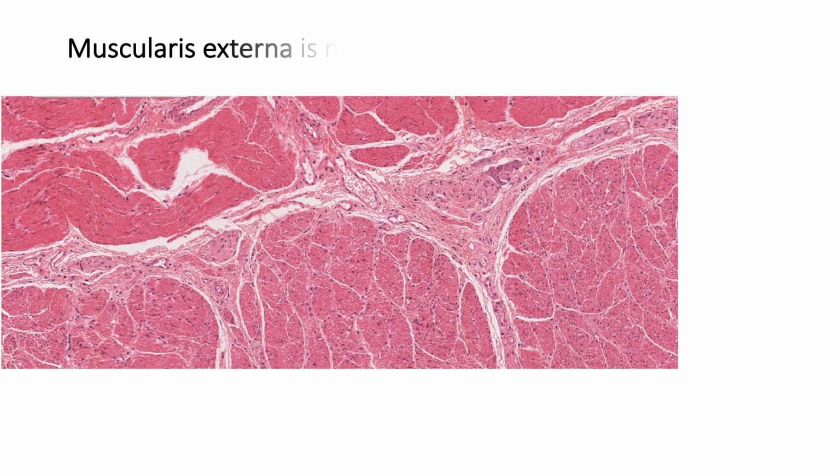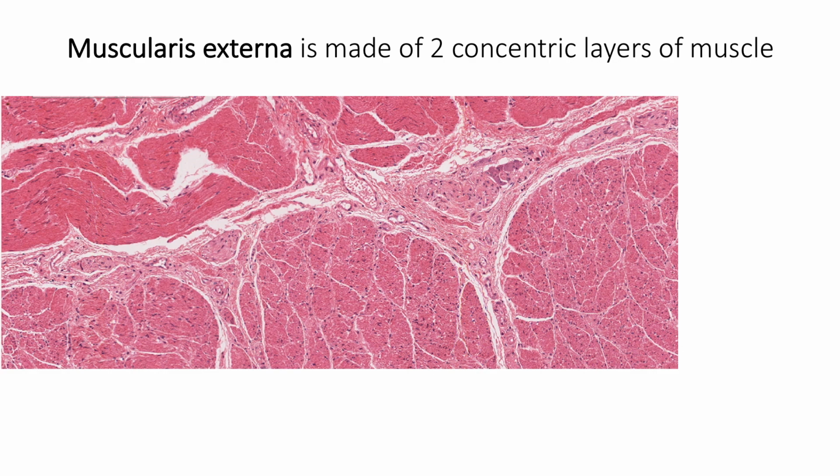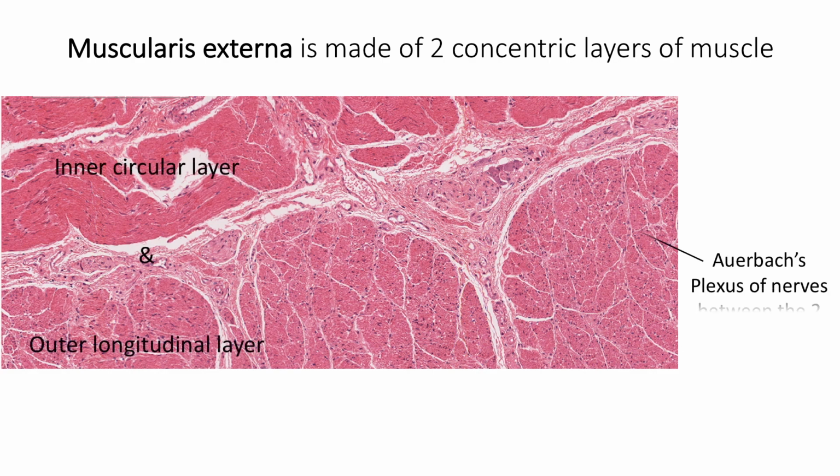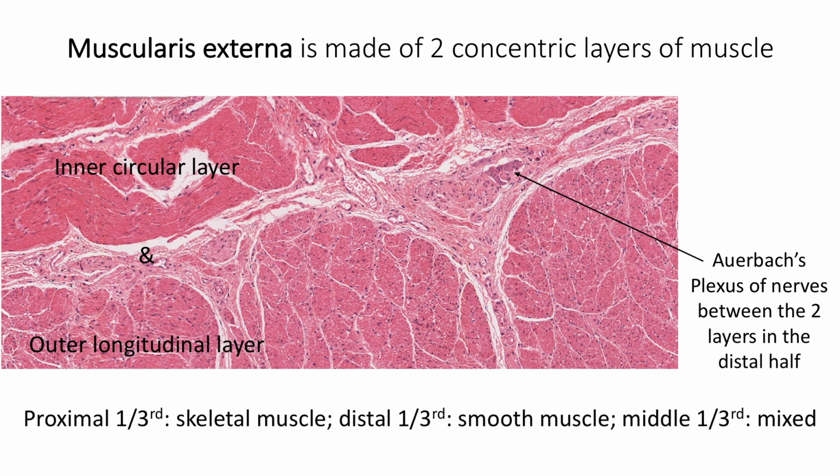Muscularis externa is made of 2 concentric layers of muscle, inner circular layer and outer longitudinal layer. Auerbach's plexus of nerves are found between the 2 layers, especially in the distal half of esophagus. In the esophagus, Muscularis externa is made up of skeletal muscle in the proximal third, smooth muscle in the distal third, and in the middle third, we get a mix of both skeletal and smooth muscles.